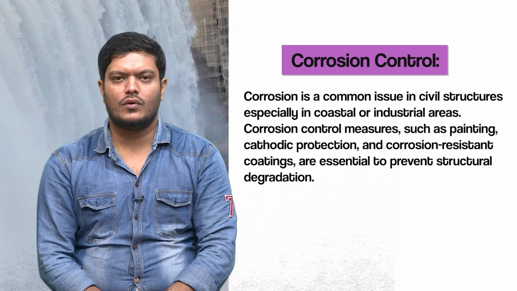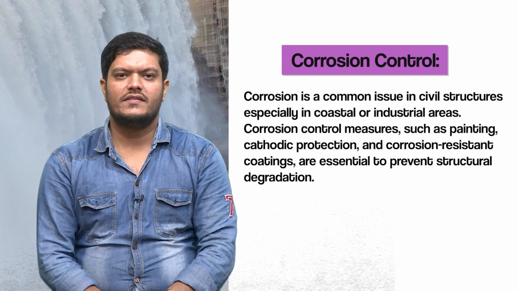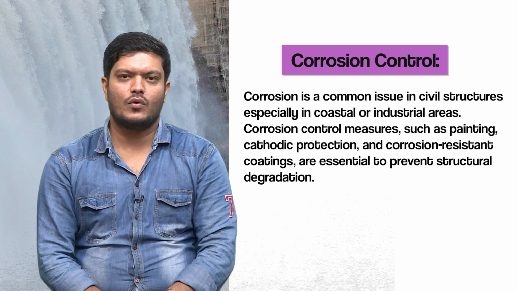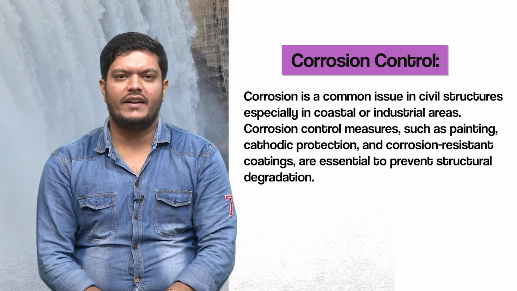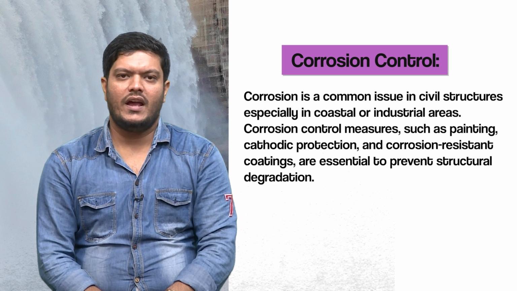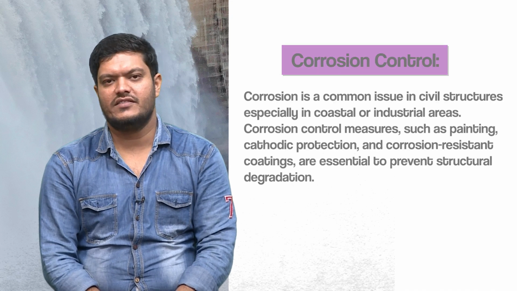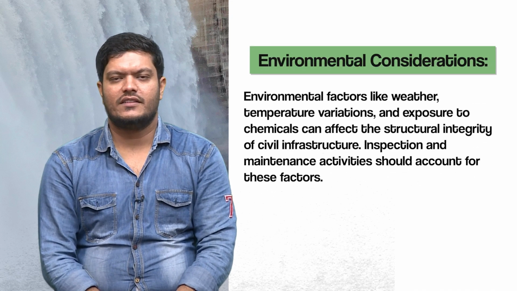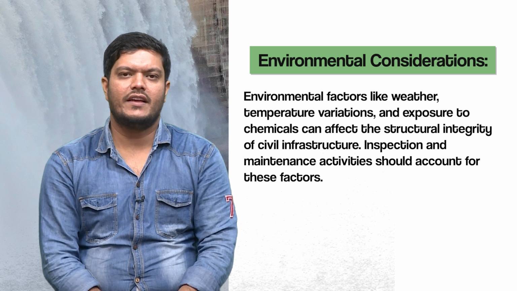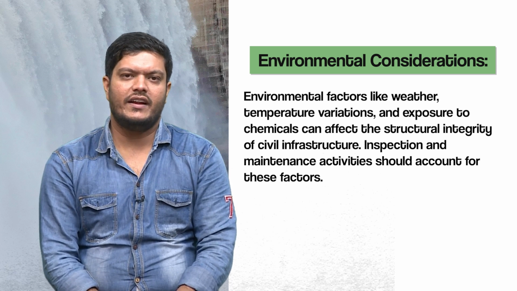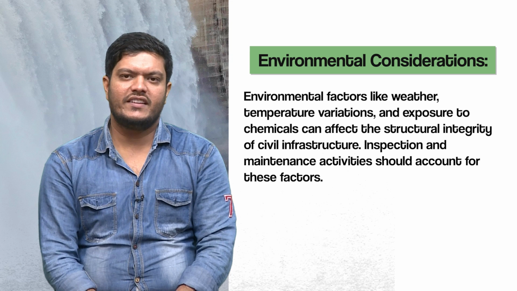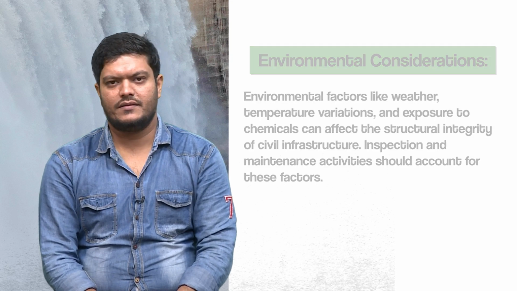Corrosion control. Corrosion is a common issue in civil structures, especially in coastal or industrial areas. Corrosion control measures such as painting, cathodic protection and corrosion resistant coatings are essential to prevent structural degradation. Environmental considerations. Environmental factors like weather, temperature variations and exposure to chemicals can affect the structural integrity of civil infrastructure. Inspection and maintenance activities should account for these factors.